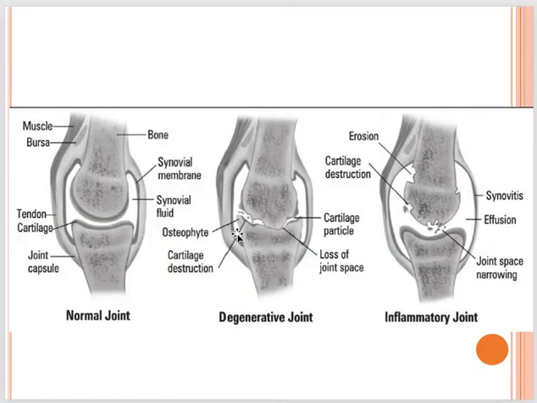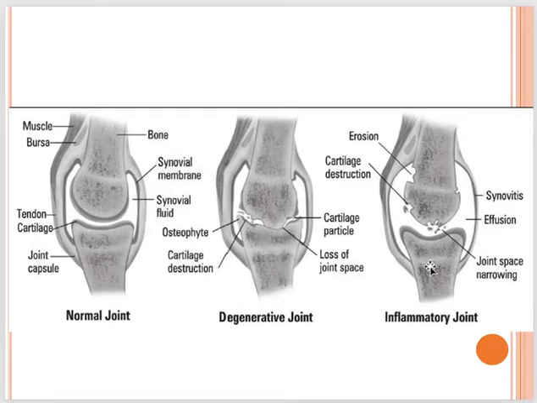Now I will pay a little attention to the difference between degenerative and inflammatory. So now you can see over here, this is a degenerative one, this is the inflammatory one. In the degenerative one, you will see there is osteophyte formation, spiky bone, broken bone, and the cartilage is destroyed. There is destruction of the cartilage, and there is loss of the joint space, right?